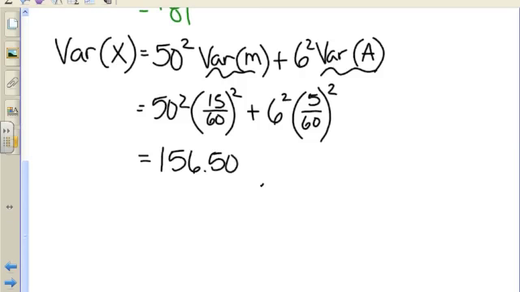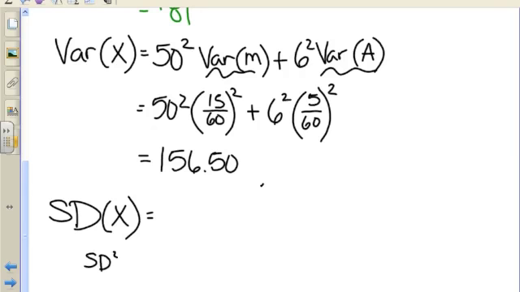I would definitely pause and make sure you can successfully transfer that into your calculator. But remember, the question did not ask for the variance. The question asked for the standard deviation. So we need to remember the relationship between standard deviation and variance.